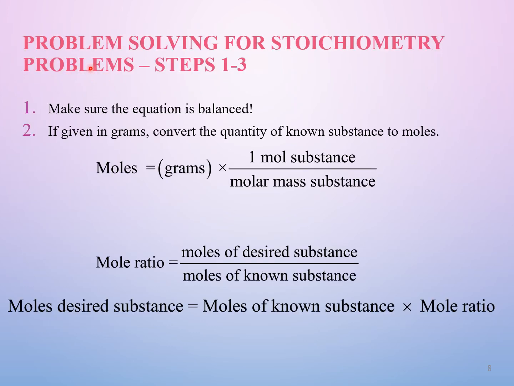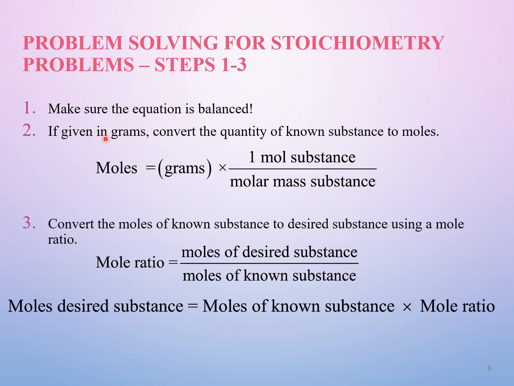So when we usually have to solve problems with stoichiometry, what we want to do is number 1, make sure our equation is balanced. And if they give you the amount of stuff in grams, you should convert them to moles because you can use the mole to mole ratio then to convert. So what you want to convert to is on the top. What you want to cancel off is going to be on the bottom.